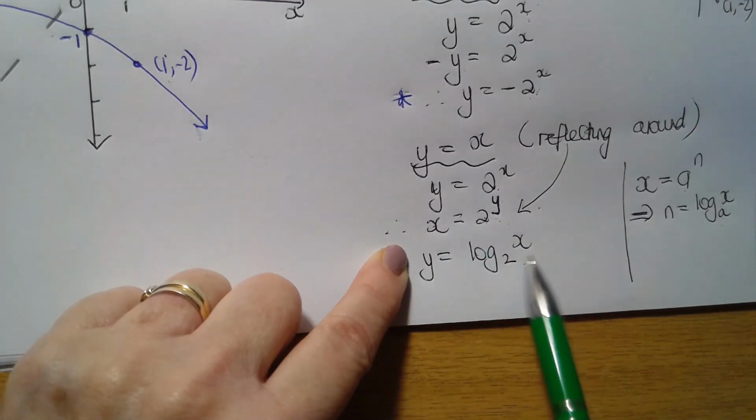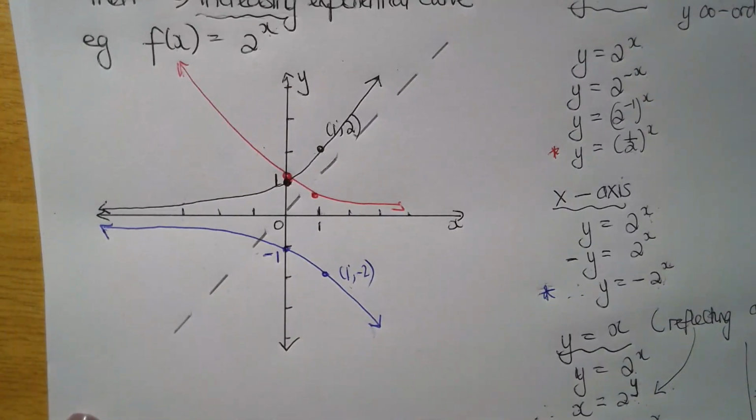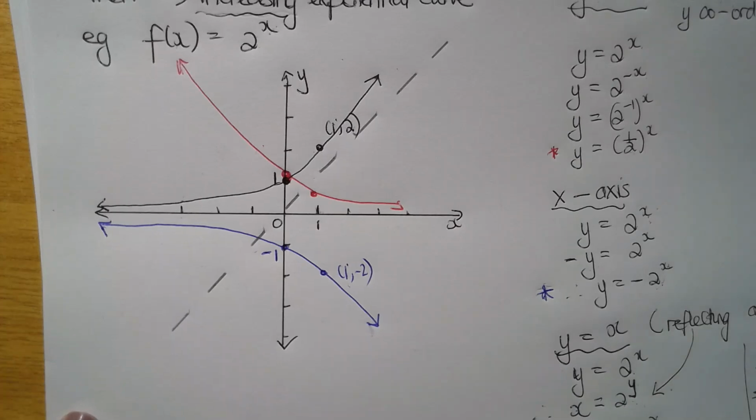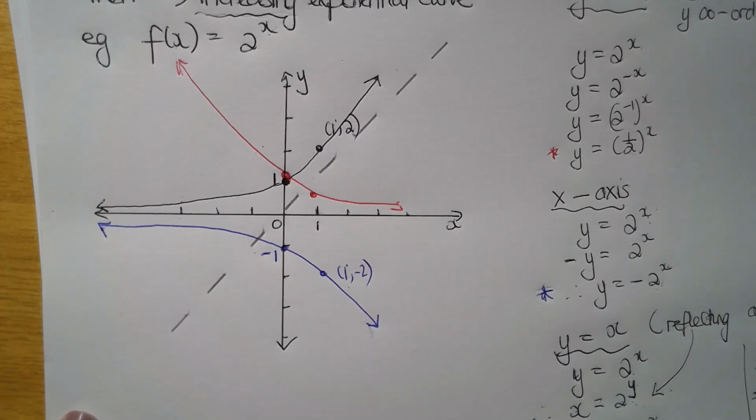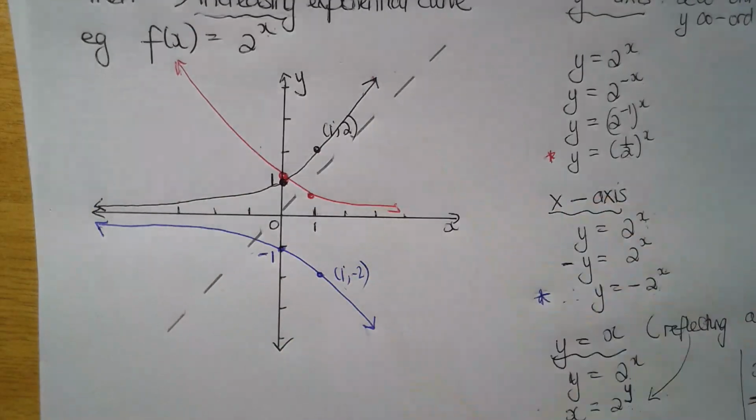Okay? Now, if I go to my graph and I just think graphically, how would this look? Just on a pure graphical. Well, here's my y equals 2 to the x.